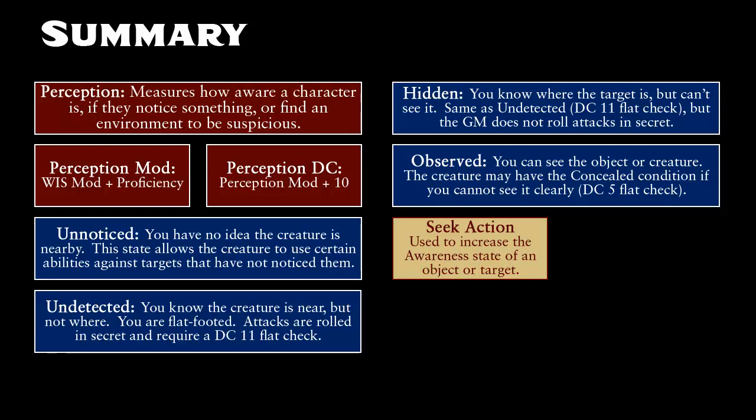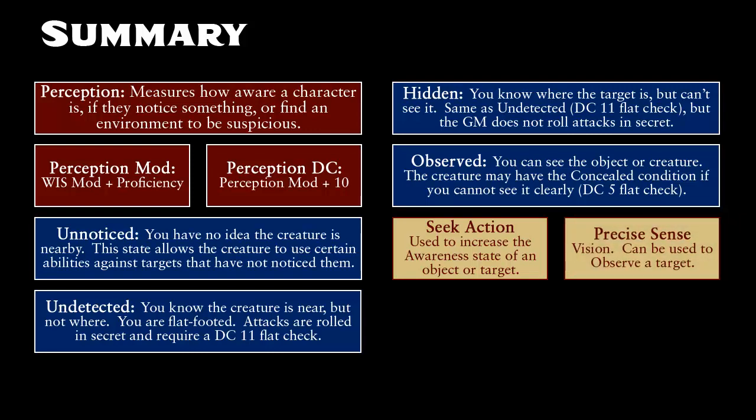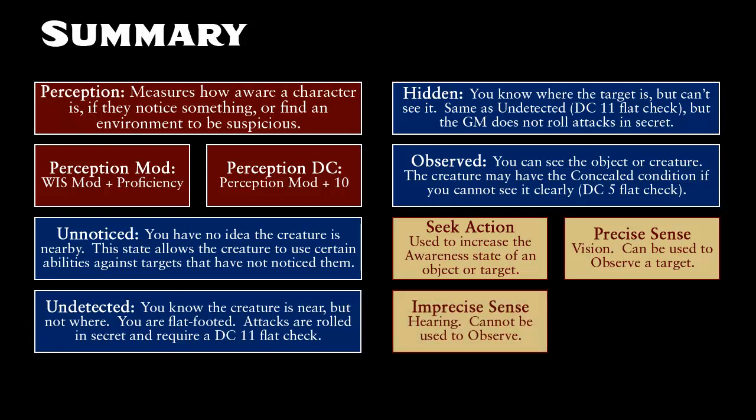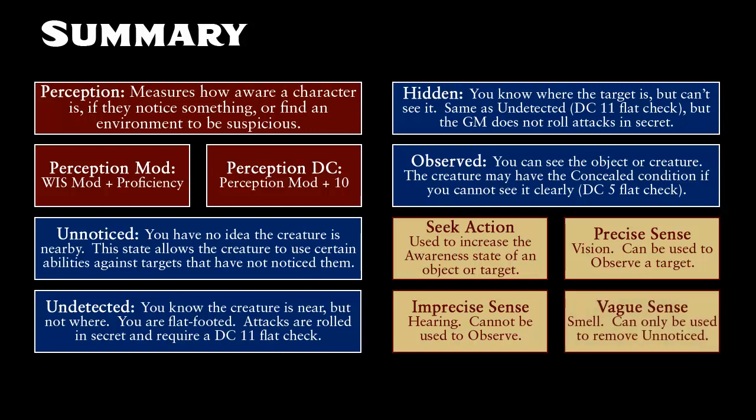Senses come in 3 varieties: precise, imprecise, and vague. Precise senses, like vision, are the only senses able to observe a target. When using an imprecise sense, like hearing, you are limited to the hidden state of awareness at best. You can know where a target is by hearing alone, but you cannot see them and therefore cannot gain the observed awareness state. Vague senses, like smell, might be able to remove the unnoticed condition from a target and make them only undetected, but likely would not be able to improve your awareness of the target to hidden, and this is all largely up to the GM to determine exactly what is possible with a vague sense.